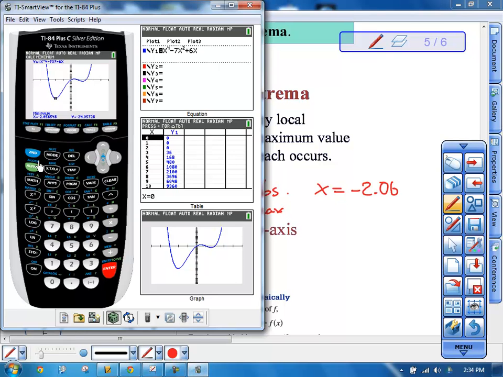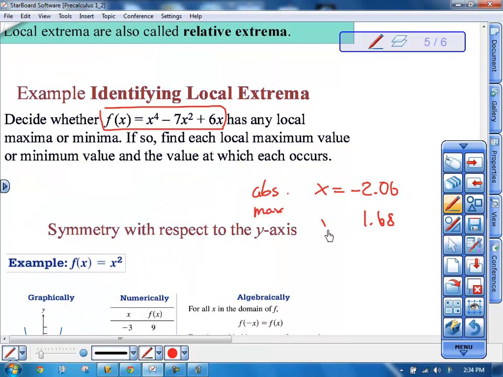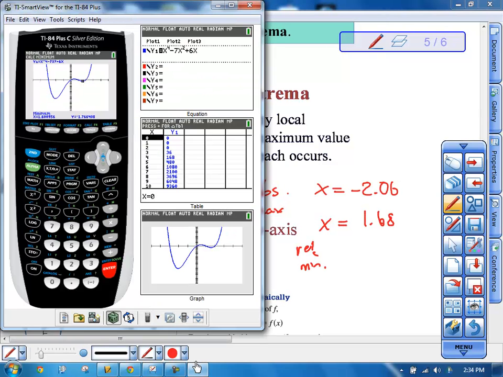And then the other one occurs over here, which is the relative one. Second calculate, minimum again, 3. You have to scroll all the way over there. Hit enter, enter, and then enter. And that gives you the relative one, which is at 1.6. I can't tell if it's an 8 or a 0 on my calculator, but on your calculator you'd be able to read that. 1.68, let's go with. So that'd be the relative minimum.